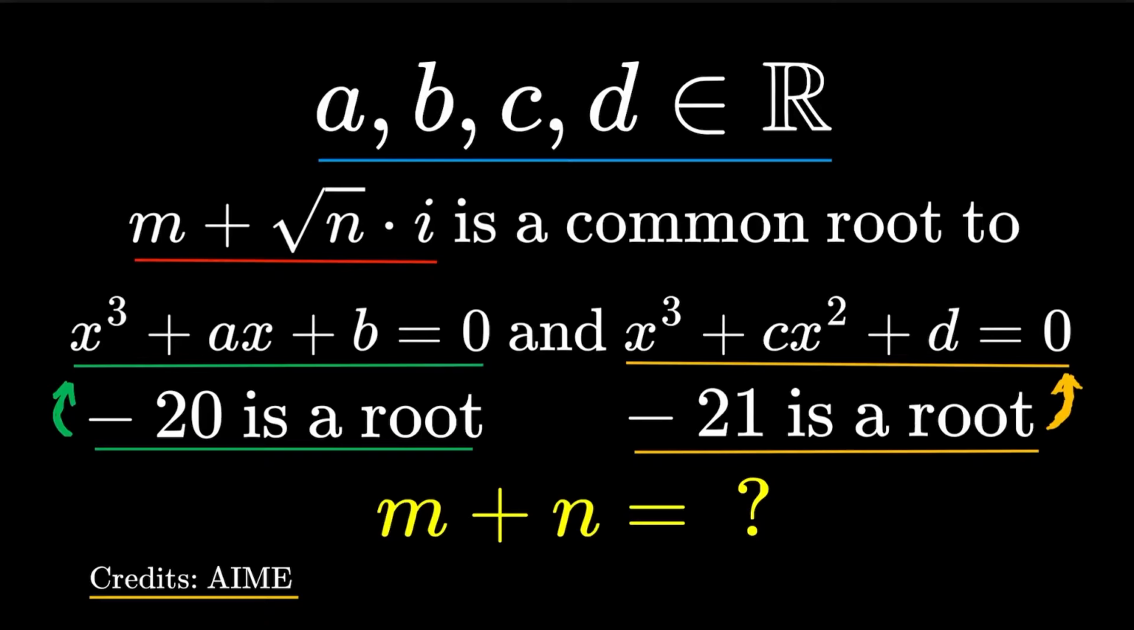Now we're given that m plus square root of n times i is a common root. Find the value of m plus n. So m and n are positive integers in this case. Credits to the American Invitational Mathematics Examination for this item.